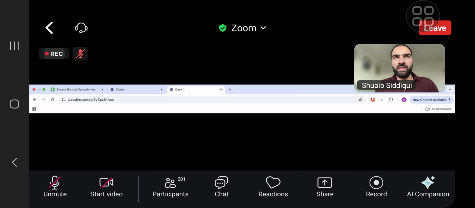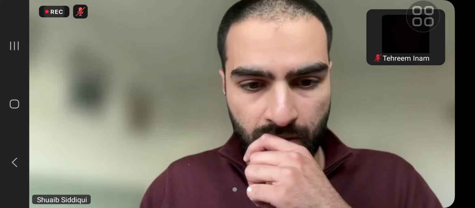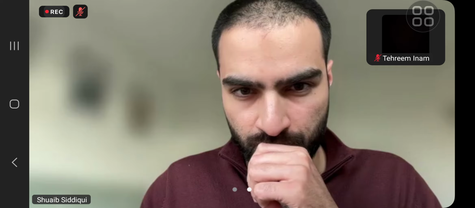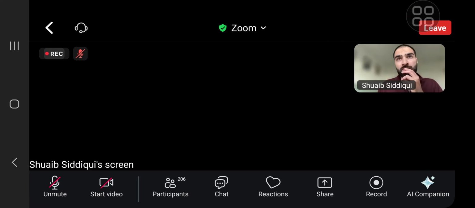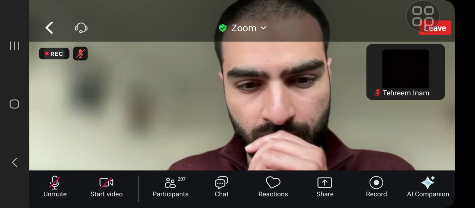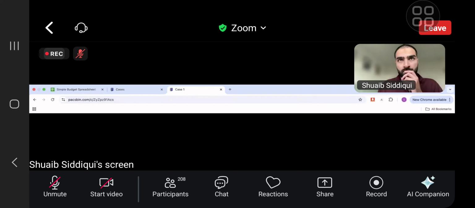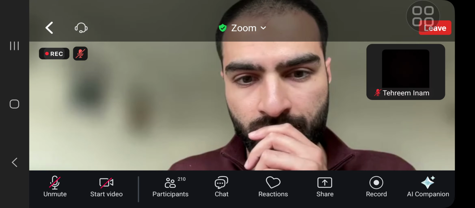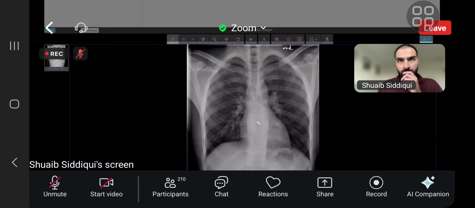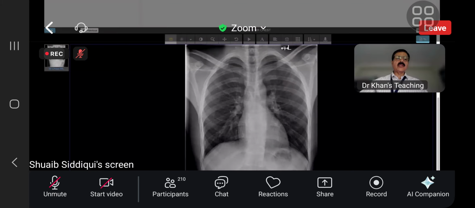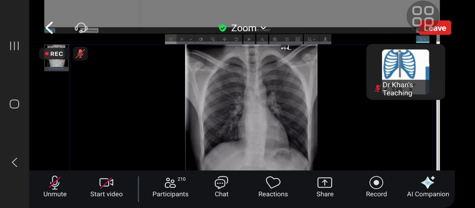Candidate one, can you see this chest X-ray on the screen? No, sir, you can't. Not able to see the chest X-ray. Okay, 1 second. Let me try something else. Okay, here we go. Hopefully you can see that now. Yeah, we can see it. Over to candidate one, please.